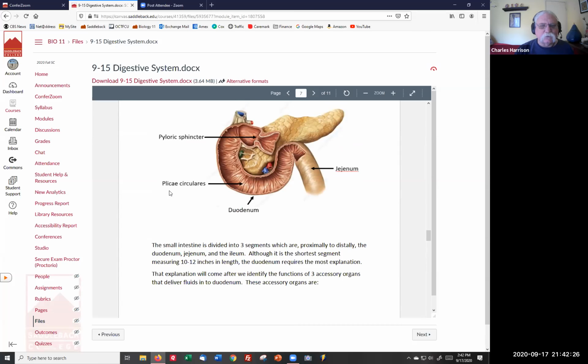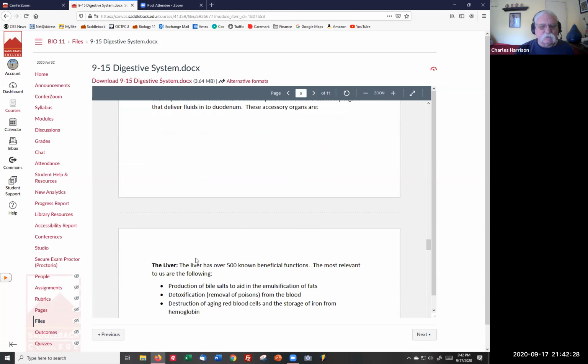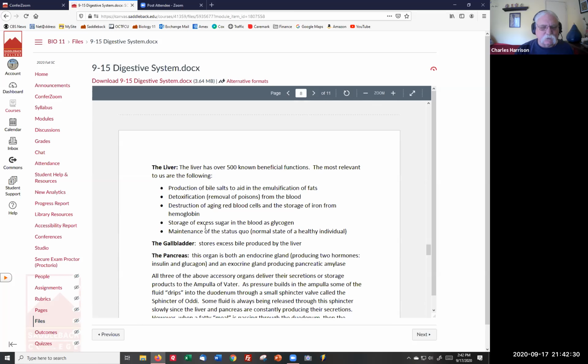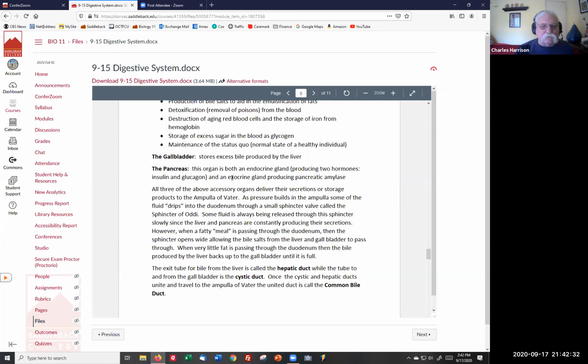Let me take a look up here. No, got to go down farther. Okay, you'll see a picture of the gallbladder in the next page here.